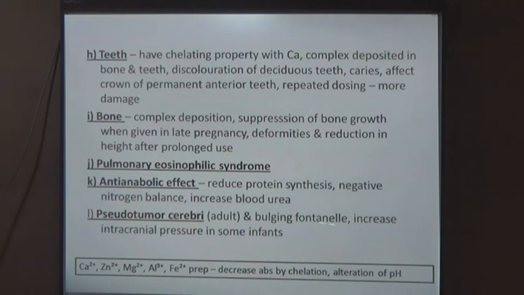It also causes pulmonary eosinophilic syndrome, an anti-anabolic effect which reduces protein synthesis, and pseudotumor cerebri. These are the common side effects of tetracycline. And the main thing, you should not give it with milk. It decreases absorption by chelation and alteration of pH. Calcium, zinc, iron preparations do the same. So calcium tablets or iron should not be given with tetracycline.